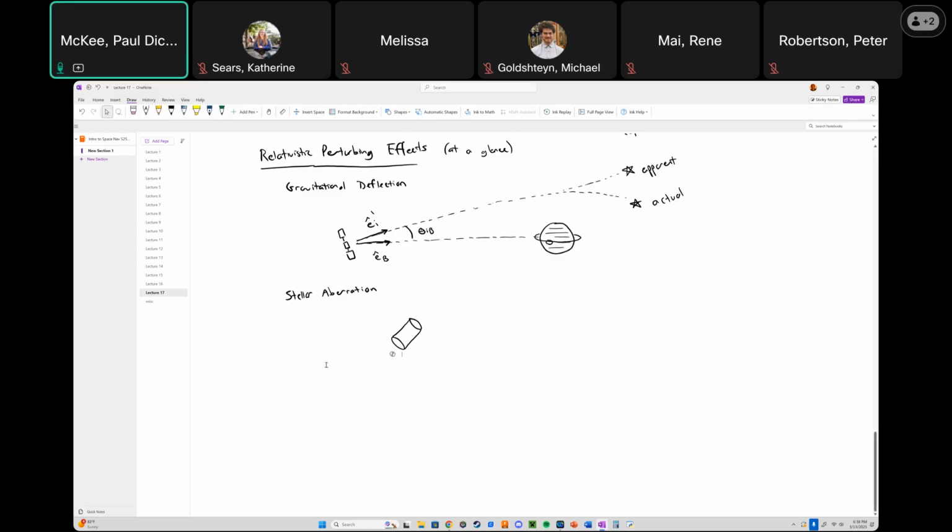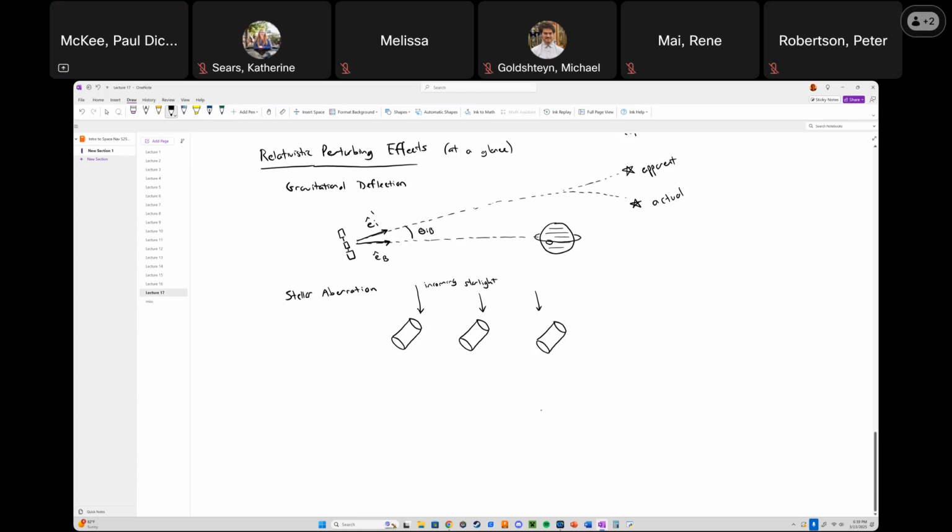And for the sake of expedience, I'm going to draw 3 of them. And let's say that this direction is incoming starlight, which will look like this.